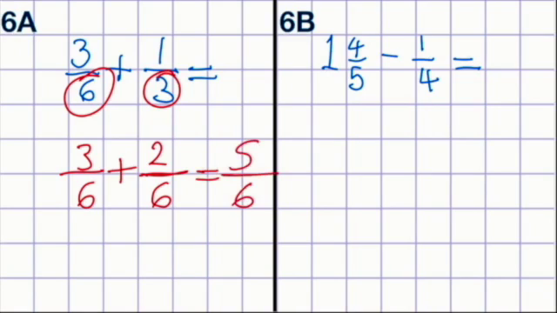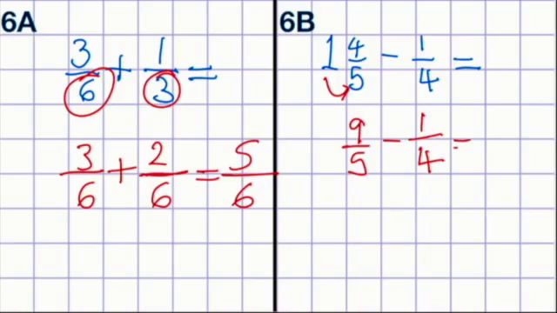Now for this one, it's a subtraction, and we've got a mixed number. So we're going to change it to an improper fraction. We're going to do 1 times 5 is 5. Add that to the 4, which is 9. So it's 9/5. 9/5 take away 1/4.